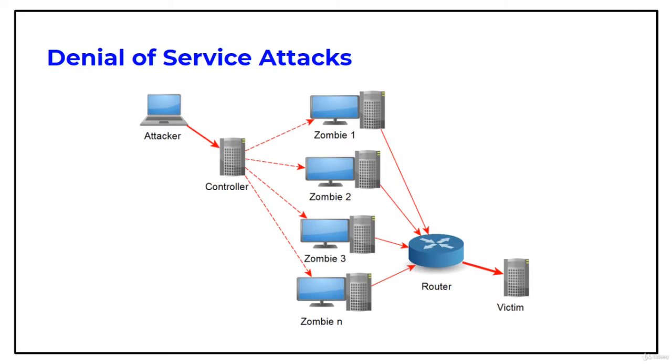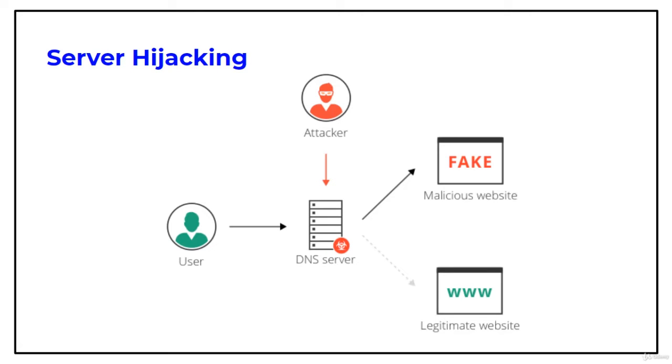The next is server hijacking. In server hijacking, the attacker compromises the DNS server and changes the DNS settings so that all the requests coming towards the target web server are redirected towards his or her own malicious servers.